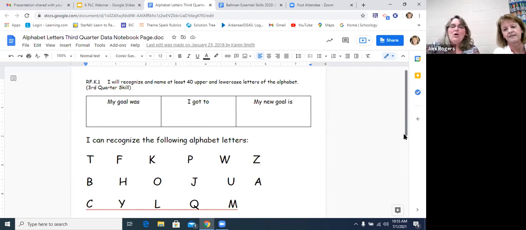Yeah. And when our kids meet their goal, they go throughout the building with their data notebook and show the custodian, they show the cooks, they show the principal, they show anybody who is willing to listen, they show their progress.